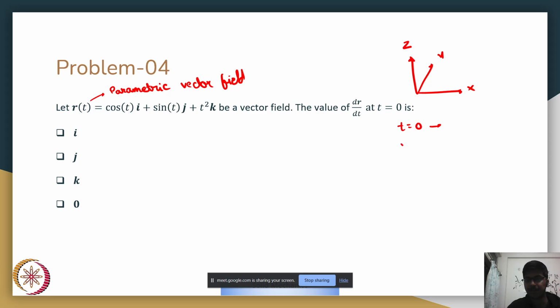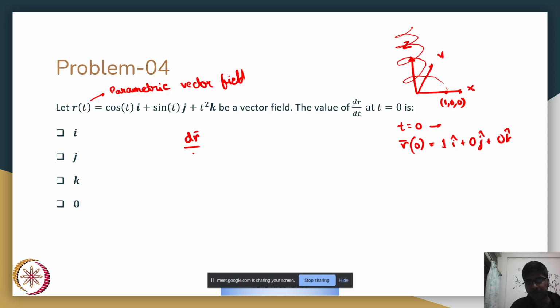If we take the simple case of t equal to 0, then r of 0 would be 1 i hat plus 0 j hat plus 0 k hat. So this is where it would be starting, and then it would be rotating like this, but also moving upwards along the z axis. So it's essentially like a helical path that this vector field would trace if we consider the parameter t to be time. And then we want to calculate the tangent to this vector field.